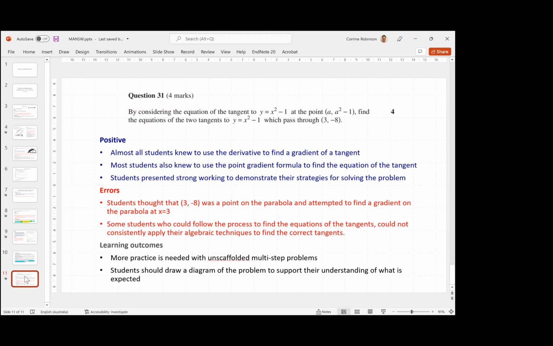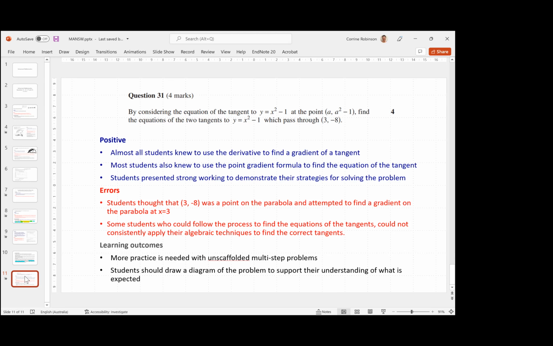So for me, the learning outcomes: more practice is needed with these unscaffolded multi-step problems. I know my marking team had mixed responses to this style of question, but I really liked it. From my impression of the marking, and I've marked thousands, I didn't notice any distinction between questions like this that previously were scaffolded and this one where they just had to progress through. I think just as many accessed the lower marks as would normally do so. And then obviously the higher marks are for our higher end students.